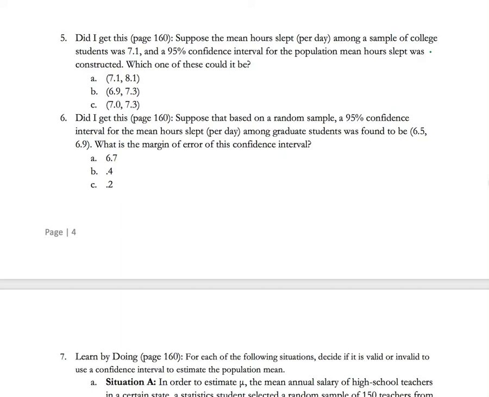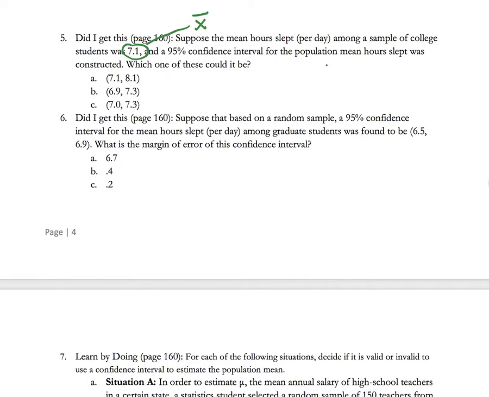Right, let's finish up Mod 24 with some general information about confidence intervals, starting off with some Did I Get This activities on page 160. Suppose that the mean hours slept per day among a sample of college students was 7.1, so that would be our X bar value. A 95% confidence interval for the population mean hours slept was constructed. Which one of these could it be?